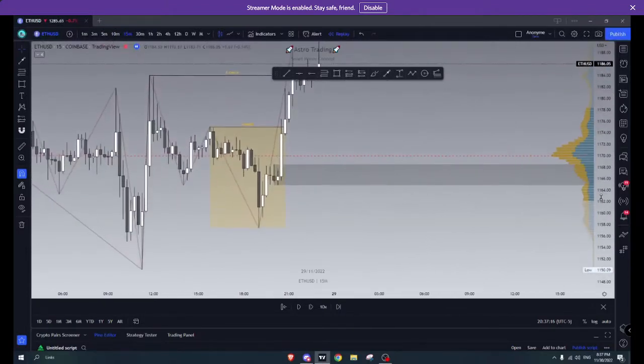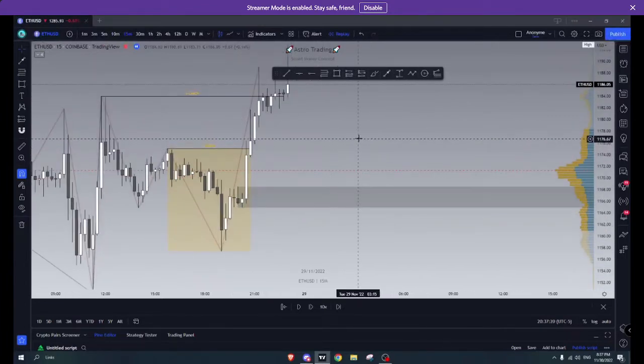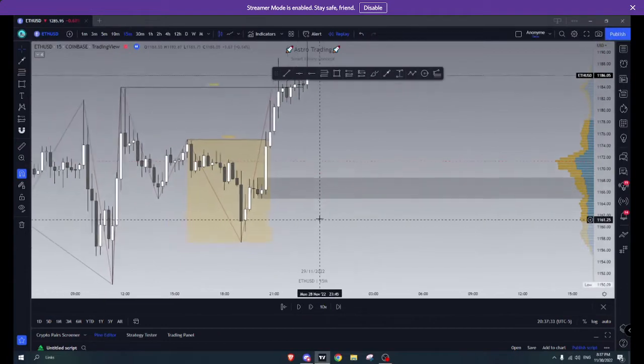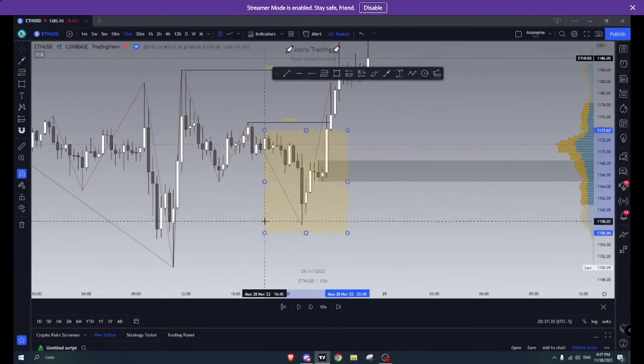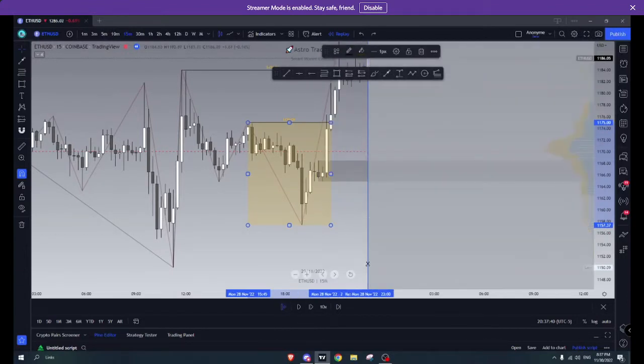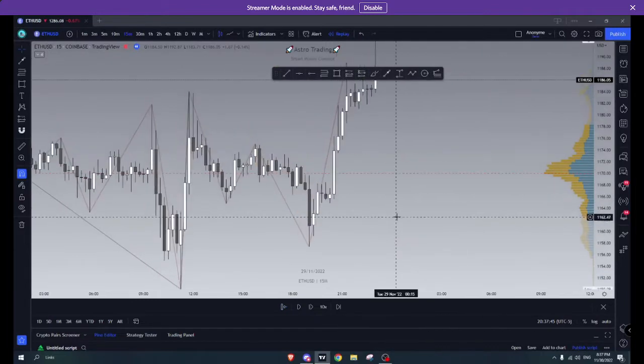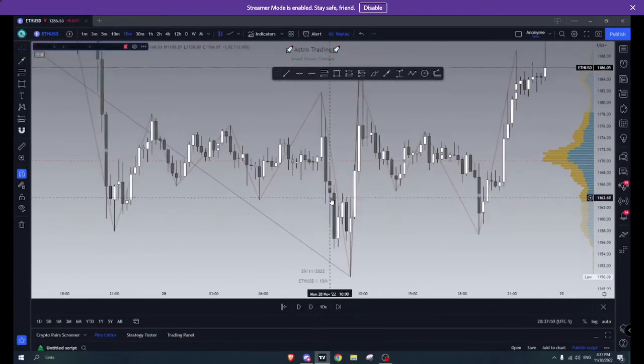Another thing: when we have an order block, let's say like this, you want to have a clean break after the top of your order block. So let's say right now we have the top of the wick that makes our order block. Let me just replay this, remove all this, cancel this, and try to find a good one.